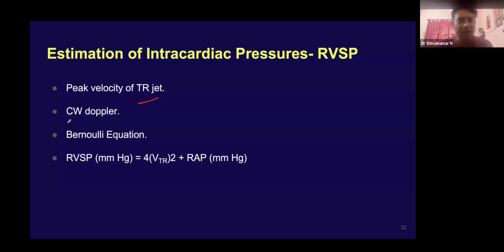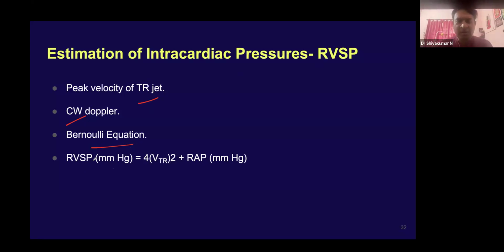Because it is a high velocity jet, we use continuous wave Doppler, unlike the pulse wave Doppler that I spoke about before. We use Bernoulli's equation, the concept, to measure right ventricular systolic pressure. The formula for right ventricular systolic pressure in millimeters of mercury is 4 times the TR jet velocity squared, added to the right atrial pressure in millimeters of mercury, which will give you the right ventricular systolic pressure.